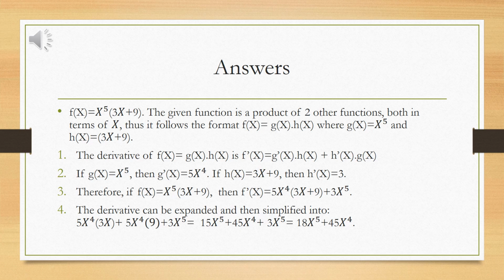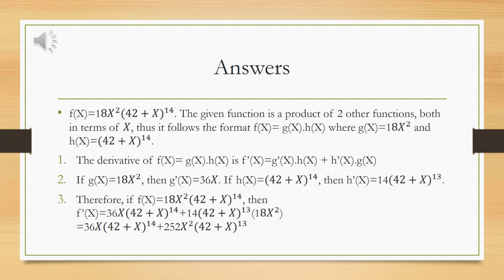If g of x is x to the 5, then g prime of x is 5x to the 4. If h of x is 3x plus 9, then h prime of x is 3. Therefore, f prime of x equals 5x to the 4 times 3x plus 9 plus 3x to the 5. The derivative can be expanded and then simplified into 18x to the 5 plus 45x to the 4.